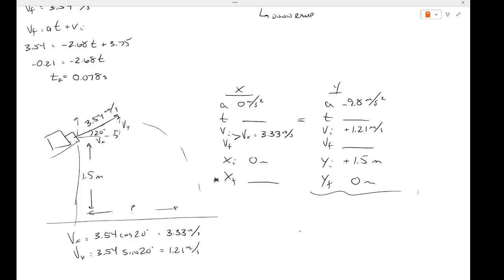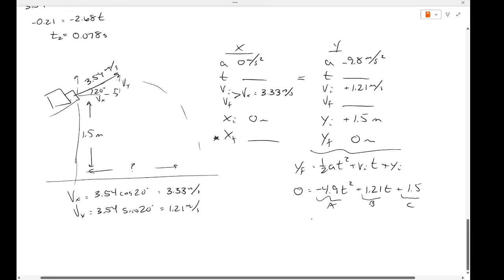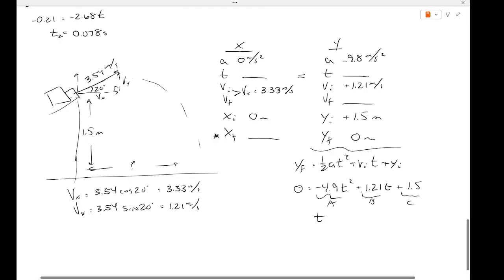All right, so I can use the Y side to find the time. I'm going to use my position function. Remember, Y final is equal to 1/2 a t squared plus v initial t plus Y initial. I can plug in my values. 0 equals half of negative 9.8, which is my 4.9, t squared plus my 1.21 t plus my initial height. Hey, it looks like I got an A, a B, a C. I can find the time to get to the ground. I'm going to pull out my quadratic equation.